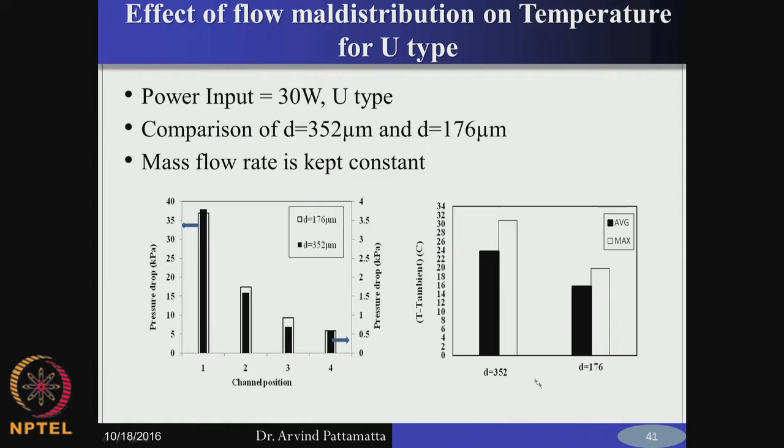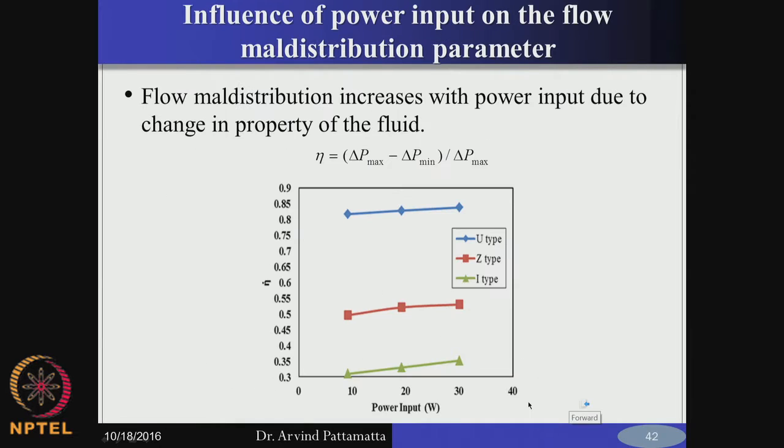This is the important part of the study that we did, and again we looked at the influence of variable property. For example, if you have a power input, the properties are going to be different, and therefore the flow maldistribution might be varying. So we checked this as a function of power input, and we again see that it is a reasonably strong function of the input power. At very low power, the maldistribution is somewhat reduced.